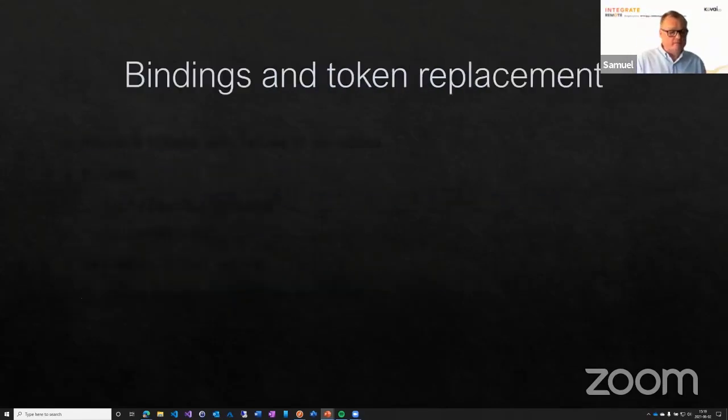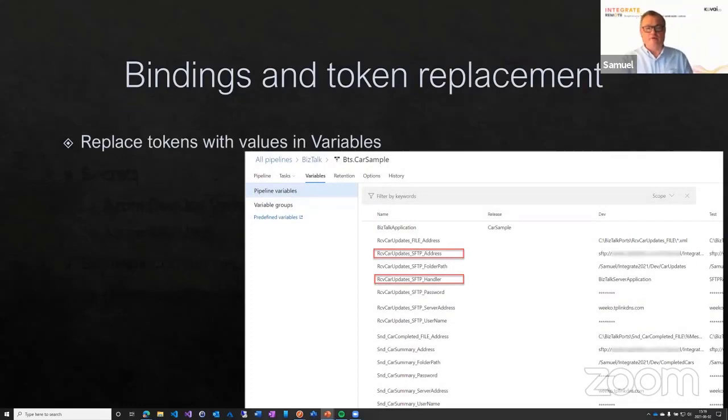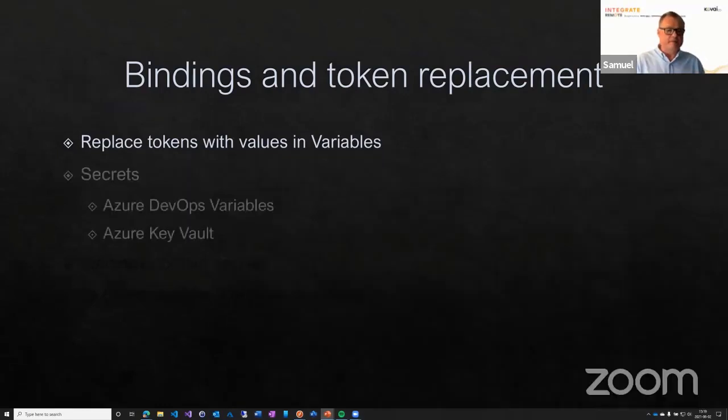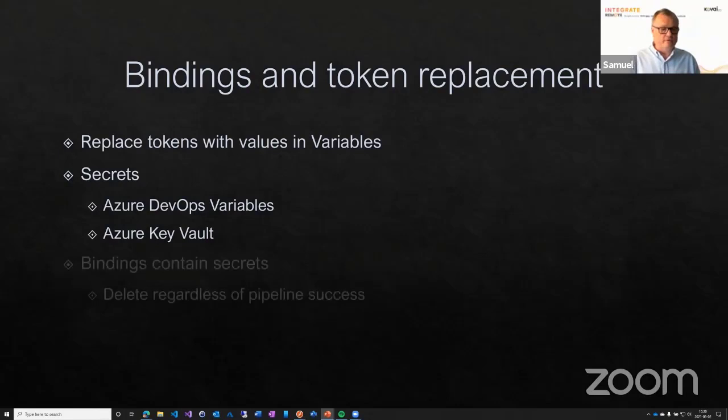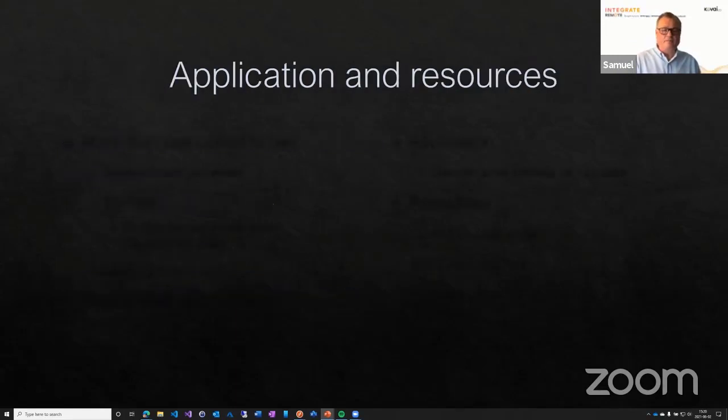And we have looked at the PowerShell script. And we have looked also into the values and variables that we will be replacing in the files. The secrets, as I told you, as variables, secret variables in the pipeline, or you can use Key Vault. Again, delete your bindings when you're done.